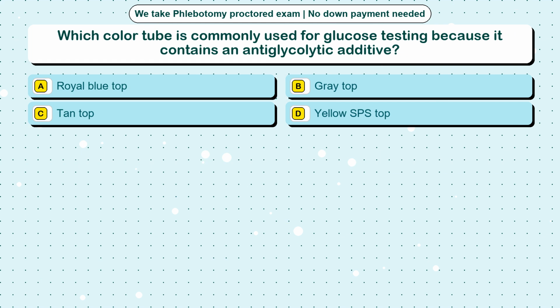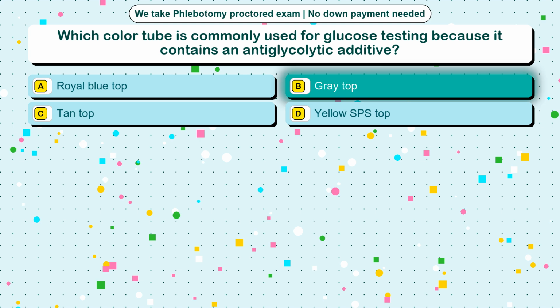Question 72. Which color tube is commonly used for glucose testing because it contains an antiglycolytic additive? Option A, royal blue top. Option B, gray top. Option C, tan top. Option D, yellow SBS top. The correct answer is option B, gray top.